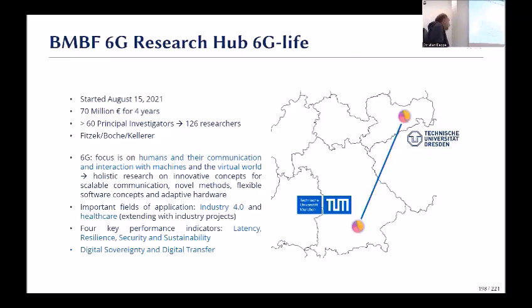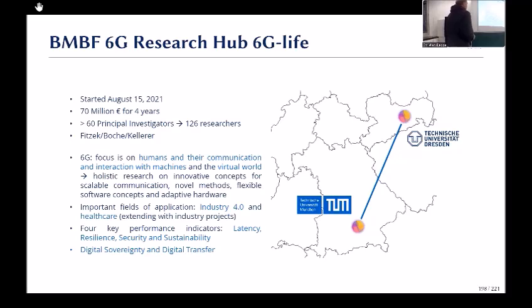Finally, I want to tell you first why we are motivated in this project. It was motivated by a project called 6G Live. The 6G Live project is a joint project between the Technical University of Munich and the Technical University of Dresden. It started on the 15th of August 2021, with 70 million for 4 years. We have 60 PIs and 126 researchers. Fitzek, Boche, and Keller are the leaders.